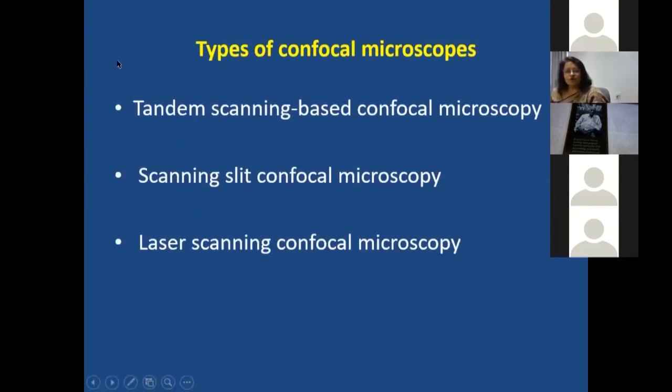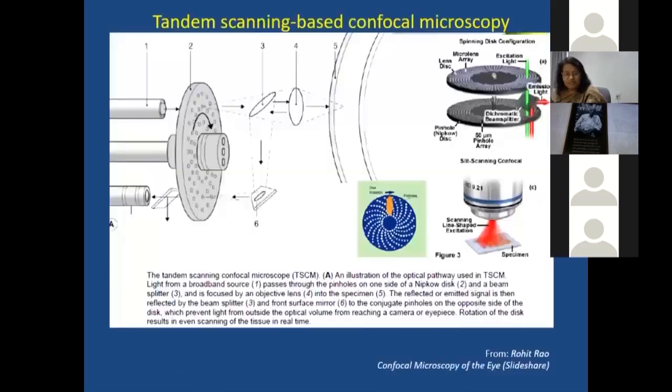There are different types of confocal microscopy. You have tandem scanning and laser scanning. In the tandem, basically what happens is that you have a broad beam of light, which is split into tiny points of illumination. It passes through a beam splitter and then an objective lens, and then you focus on a point focus. The returning light comes back, it comes through a mirror, goes through a conjugate point, and then goes back into the camera. Now this Nipkow disc is continuously rotated so you get images of the entire cornea.